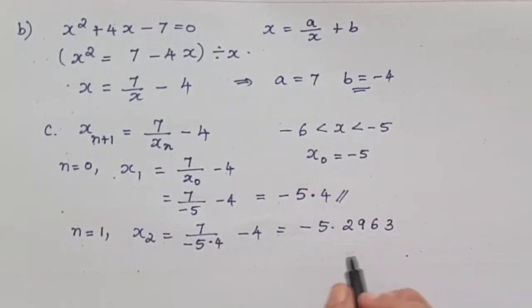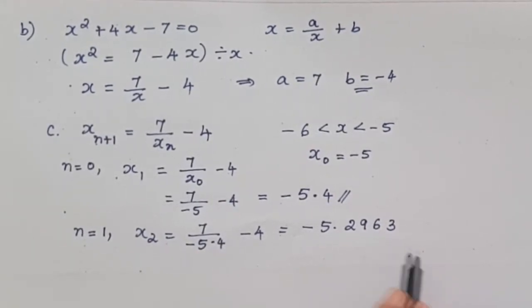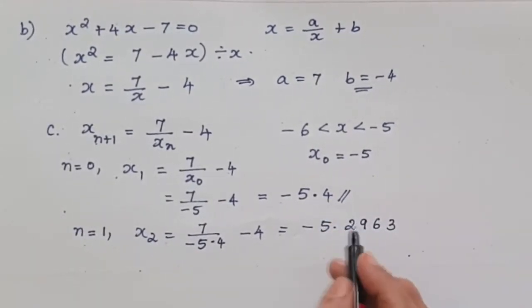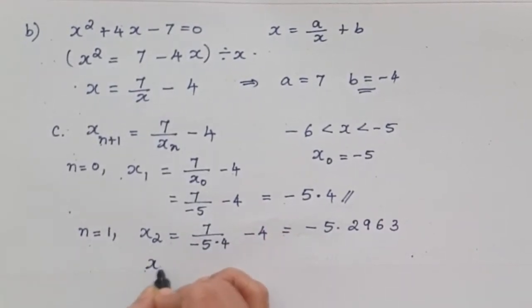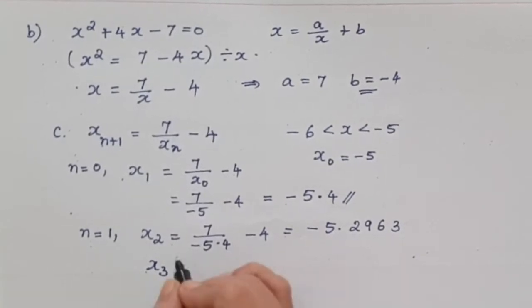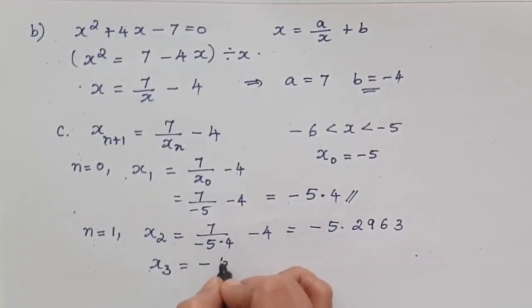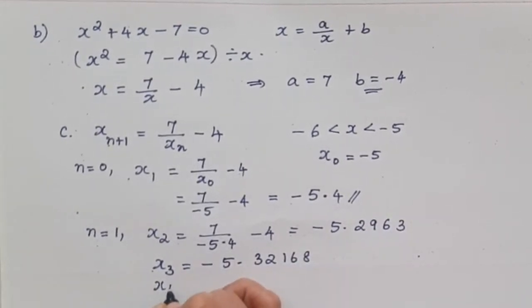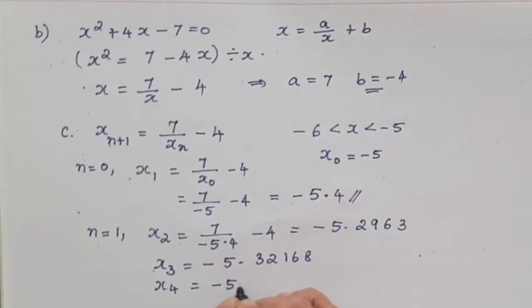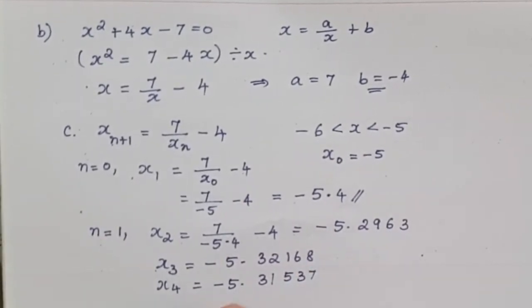5.2963. Always it is better to write all these values to 4 decimal places. The final answer only you'll write to 2 decimal places. Then only 2 of them you show the working. Then the third one onwards, you can just directly write out the answers. x3 will be equal to minus 5.32168. Then x4 will be equal to minus 5.31537. Just use your calculator.